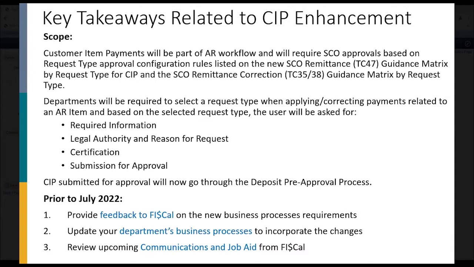of this enhancement. CIPs are now part of the workflow and will require SEO approvals based on the request type approval configuration rules listed on the new SEO remittance TC47 guidance matrix by request type for CIP and the SEO remittance corrections TC35 and 38 guidance matrix by request type. Departments are now required to select a request type when applying or correcting payments to an AR item, and based on the selected request type, the user will be asked for required information, legal authority and reason for request, certification, and submission for approval. CIPs submitted for approval will now go through the deposit pre-approval process.